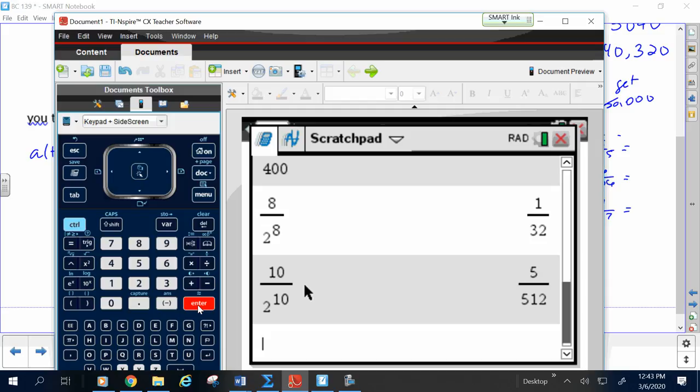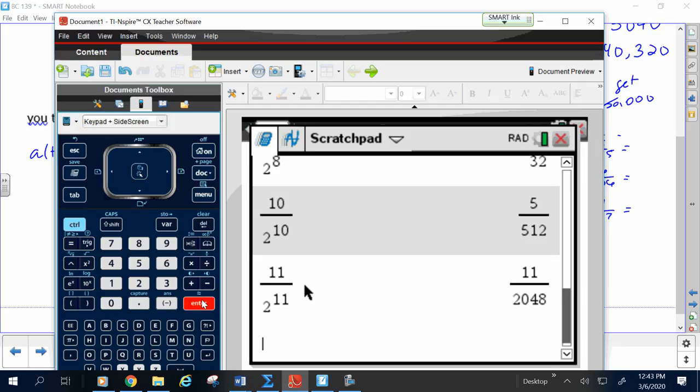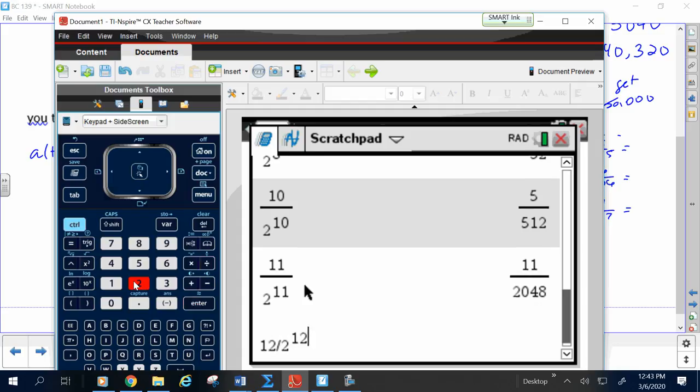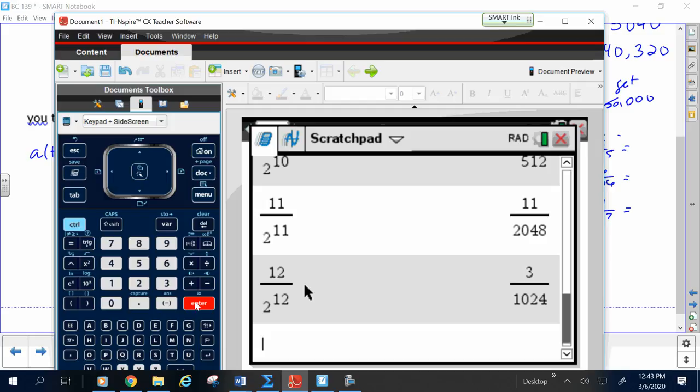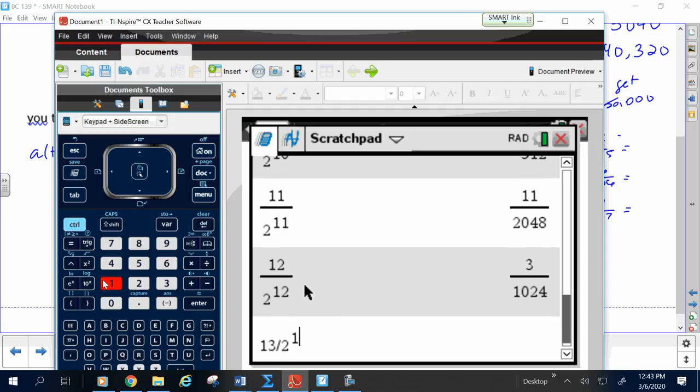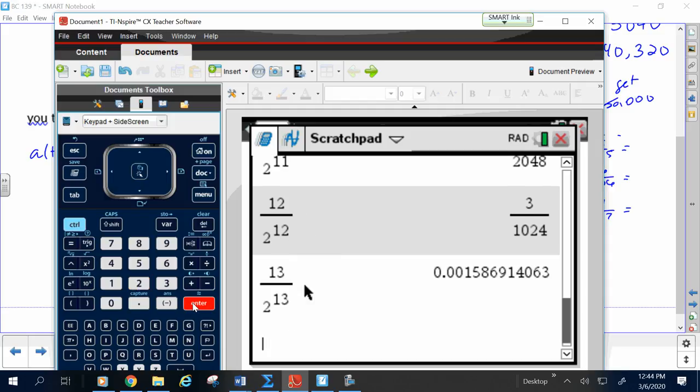Is that there yet or not yet? No. No. 11 divided by 2 to the 11th. That's roughly 1/200. Yes. Yep. 12 divided by 2 to the 12th. It feels like maybe I should have done this algebraically. That's about 1/300. Yes? Nope. 13's a yay? 13 divided by 2 to the 13th is approximately 0.001.